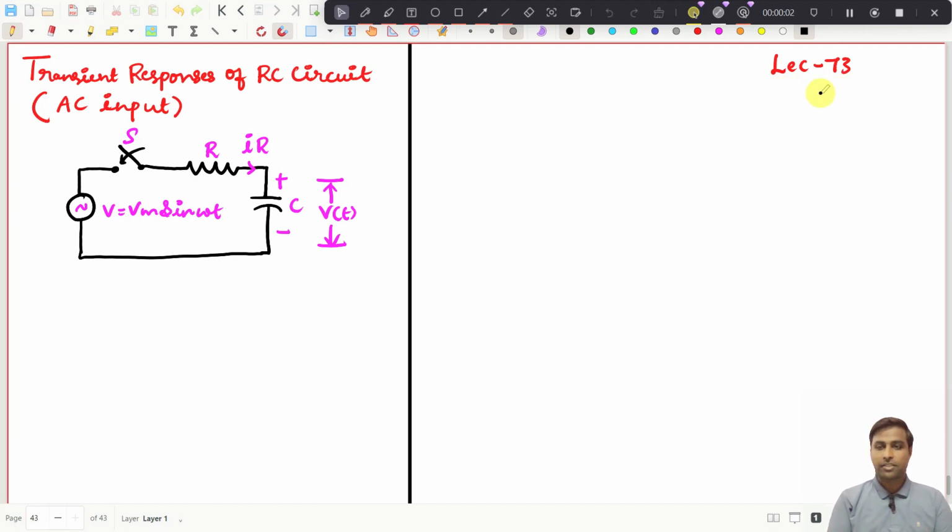Welcome to Sundar's lecture. This is lecture number 73, and in this lecture we are going to see transient responses of RC circuit for AC input. We have connected R and C in series, and we are exciting the circuit with a sinusoidal input. That is nothing but V is equal to Vm sin omega t.